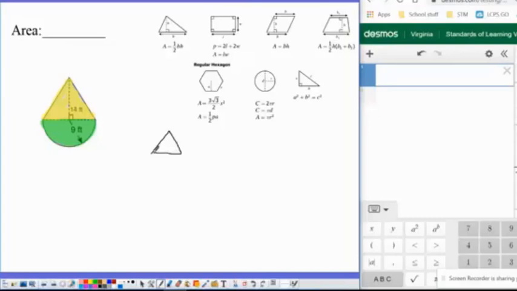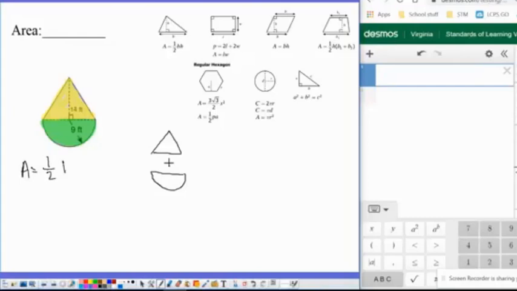So I can see that triangle put together with half of a circle gives me that full shape. So when I put that together, I would need to find the area of each of those sections, and then I would need to add those areas together. So let's do the triangle first. Okay, and then I would need to find the base and the height of that triangle. So it is a bit difficult.